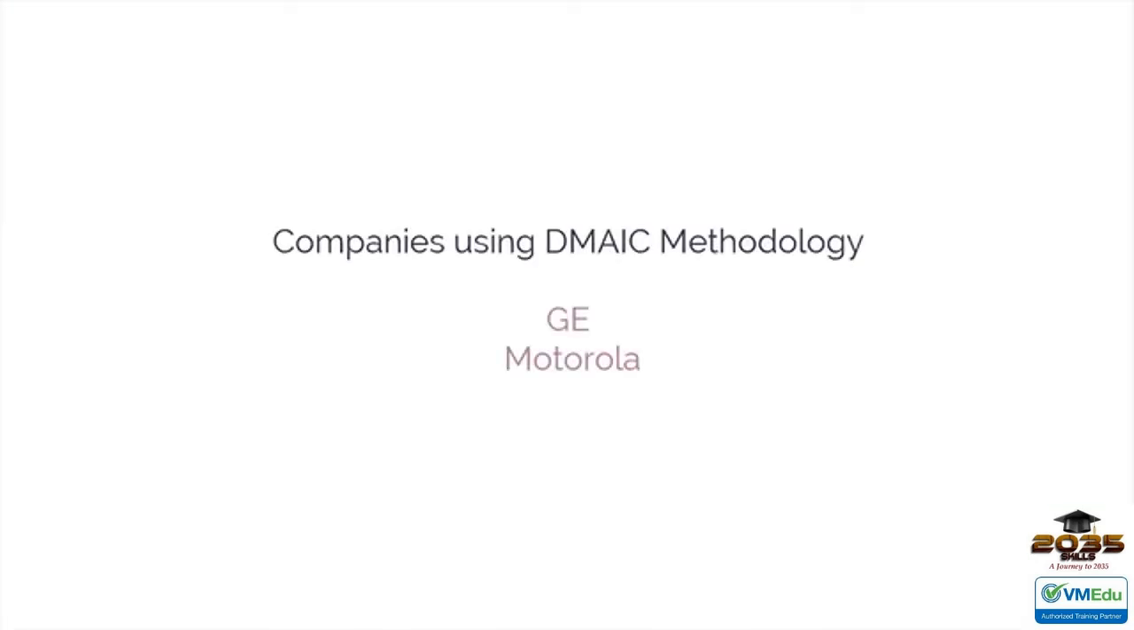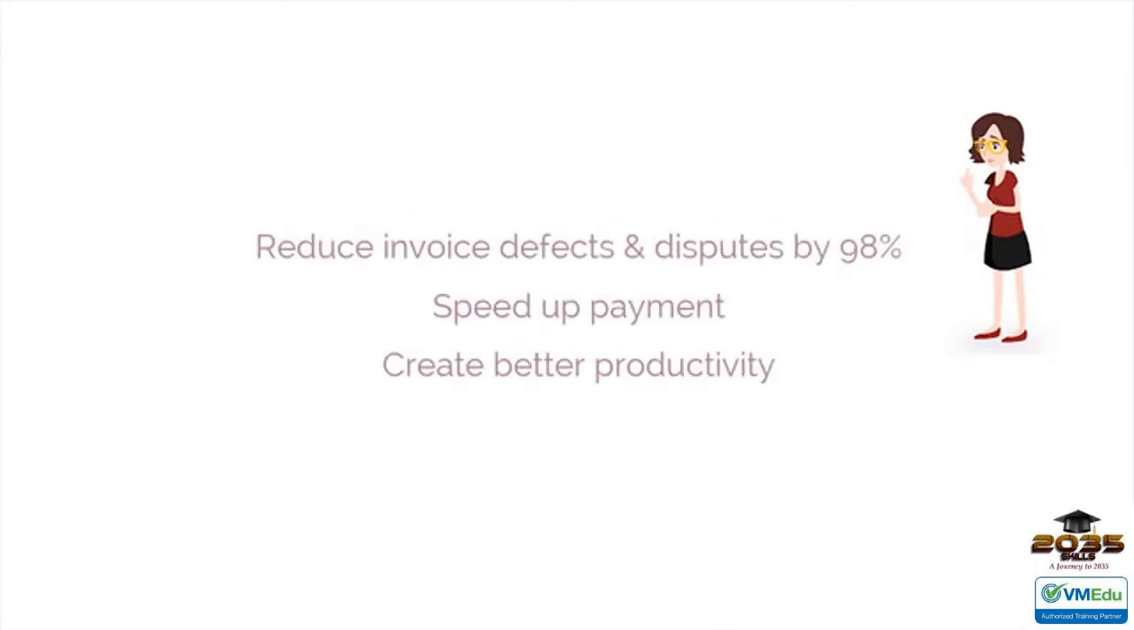The examples of companies using DMAIC methodology are GE, Motorola, and many others. GE uses DMAIC to reduce invoice defects and disputes by 98%, speed up payment, and create better productivity. Let us see what exactly DMAIC stands for.